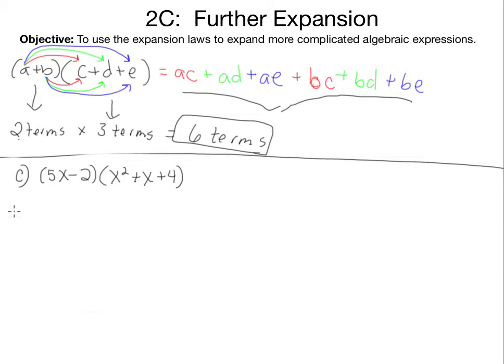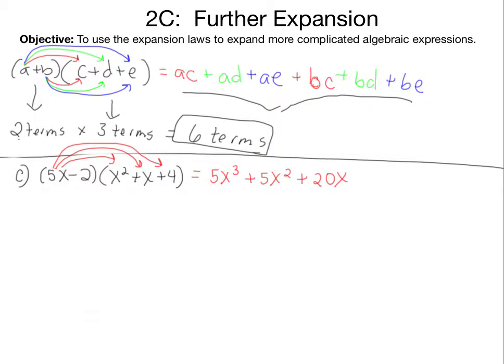So in example C, we're going to do the same thing. I'm going to take that 5x and distribute to our first term in the second parentheses. 5x times x squared gives us a 5x cubed. Then I'm going to take the 5x and times it by x to give us a plus 5x squared. And then the 5x times 4 gives us a positive 20x.